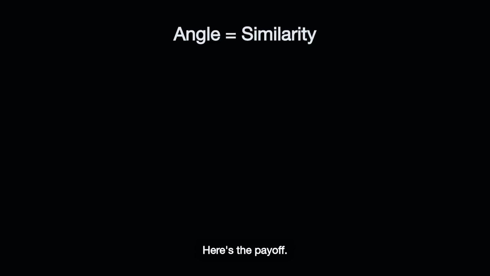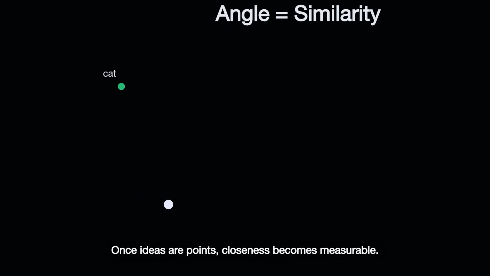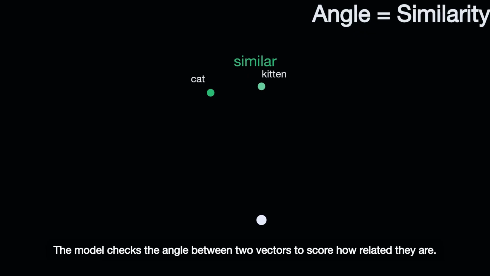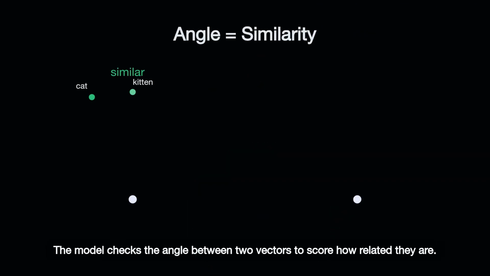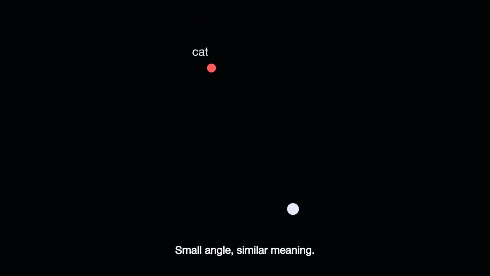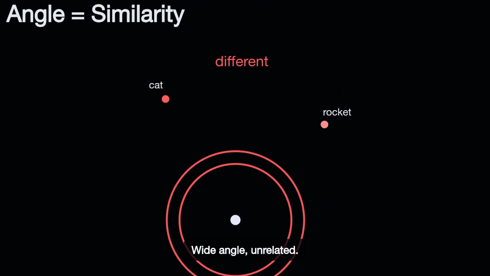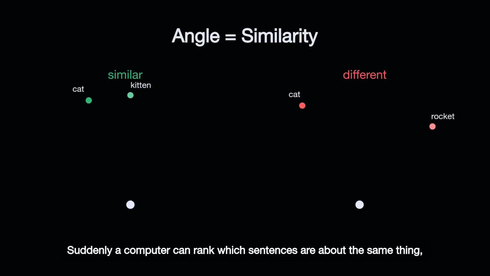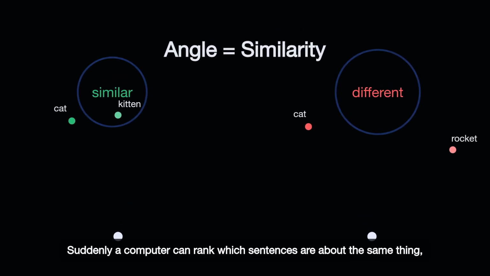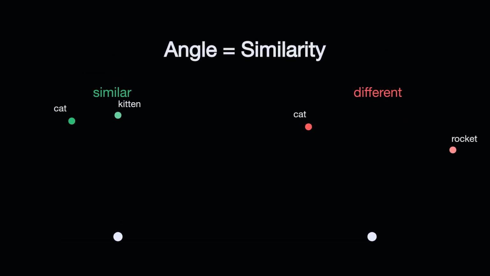Here's the payoff. Once ideas are points, closeness becomes measurable. The model checks the angle between two vectors to score how related they are. Small angle, similar meaning. Wide angle, unrelated. Suddenly, a computer can rank which sentences are about the same thing, with plain arithmetic.